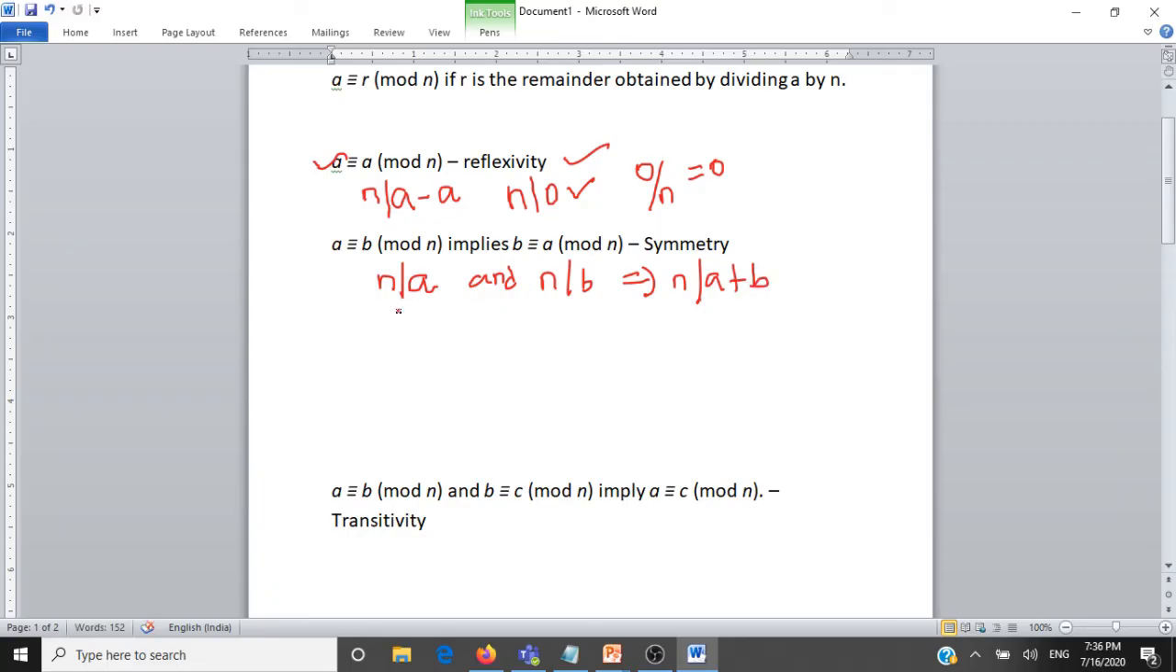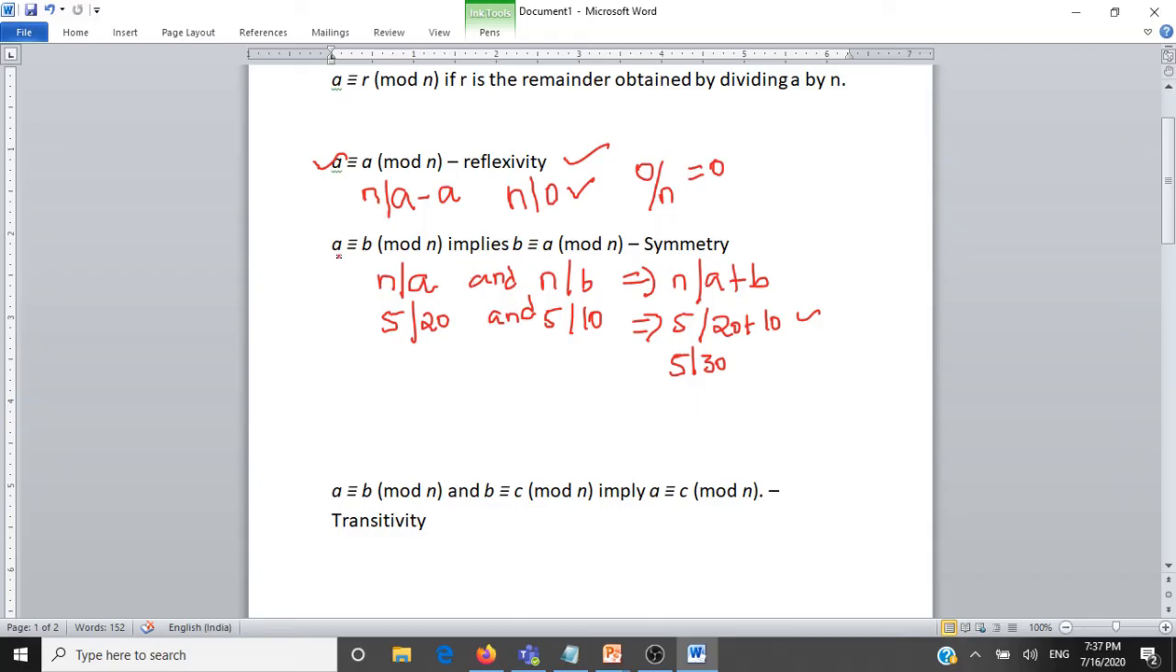then this implies n will divide A plus B. Let's substitute some numbers here. For instance, if n is 5, 5 divides 20, and 5 divides 10. If this is true, then this also is true: 5 will divide 20 plus 10, right? So 5 will divide 30. This is a simple property of a divisor. We're going to use this property to prove this.